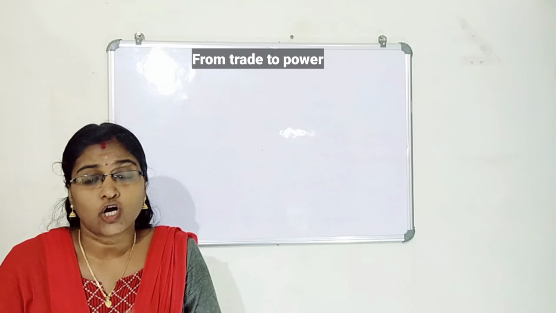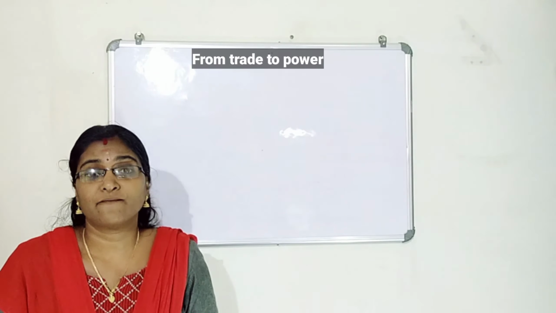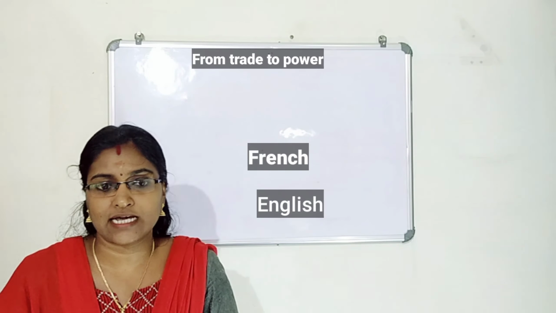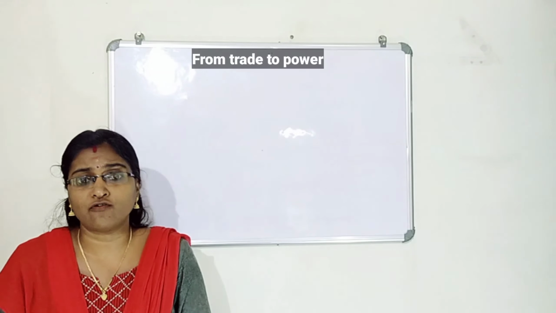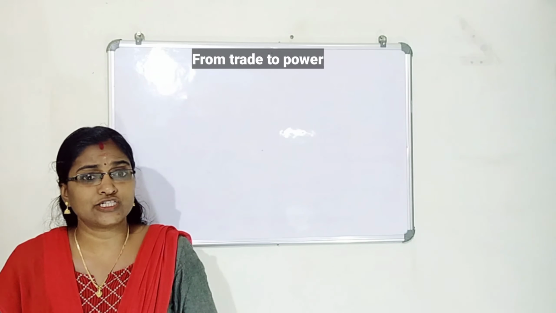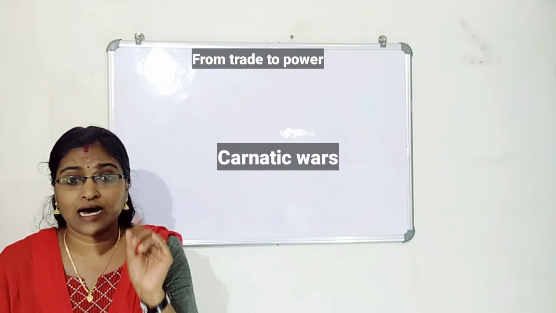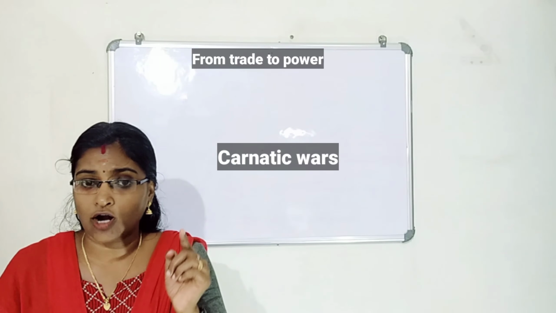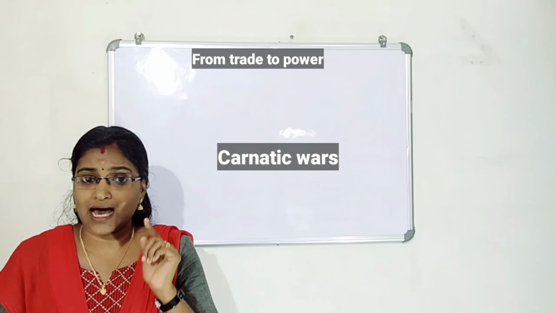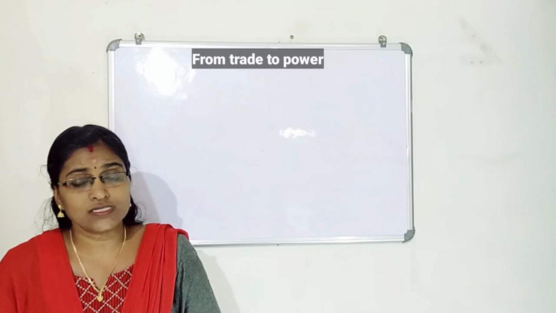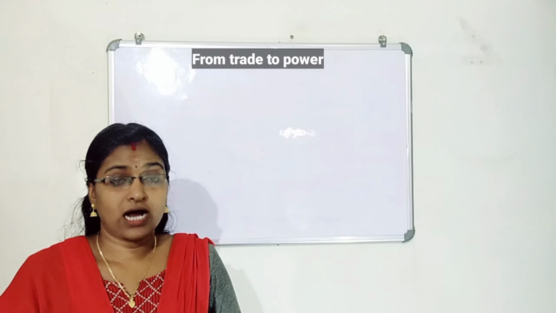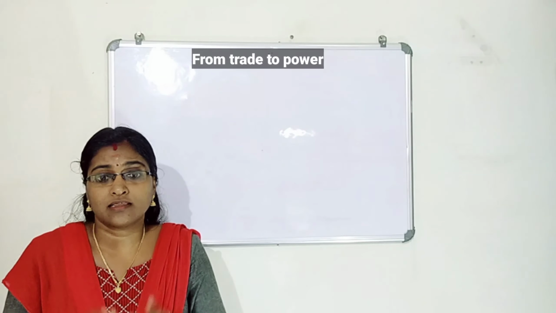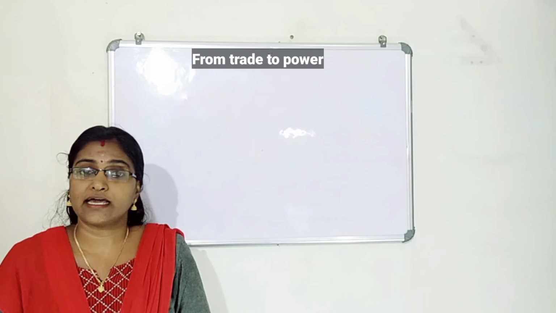Then next competition between French and English. The series of conflict between French and English in South India was known as Carnatic War. Then what is Carnatic War? The series of conflict between the French and English in South India was known as Carnatic War. Ultimately, who succeeded in this war? No doubt that is English. The French were defeated in this war.